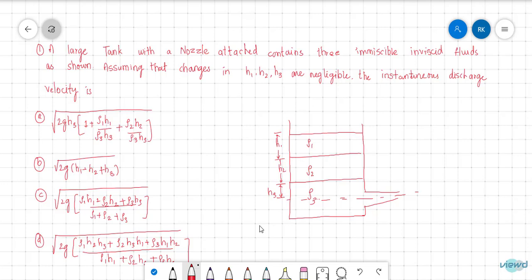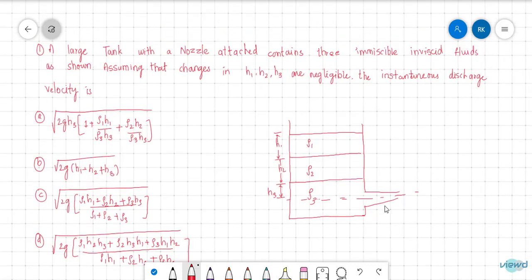Let us see problems based on this Bernoulli's equation. The first question is, a large tank with a nozzle attached contains three immiscible inviscid fluids as shown. Assuming that changes in H1, H2, H3 are negligible, the instantaneous discharge velocity is. So the figure is given here.